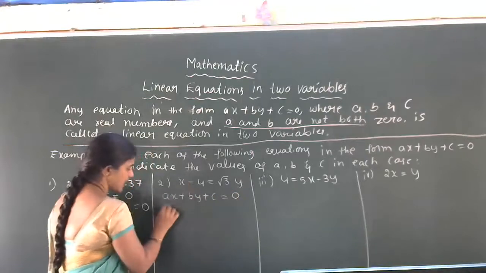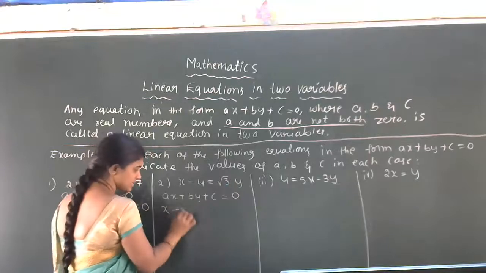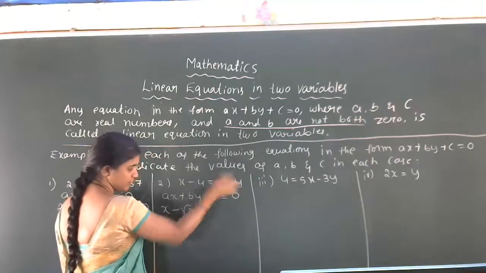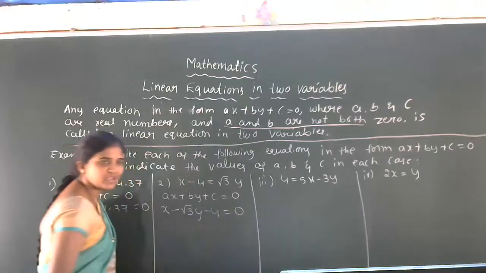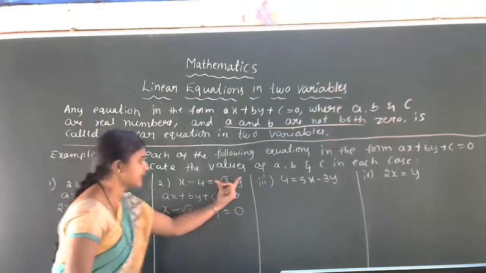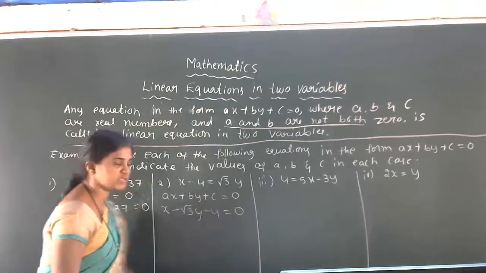Now x, next we have to consider this one. Minus root 3y, we have to take to the y form. Next, minus 4 is equal to 0. Got the idea? x, then move this one to this side: minus root 3y, then minus 4 equals 0.